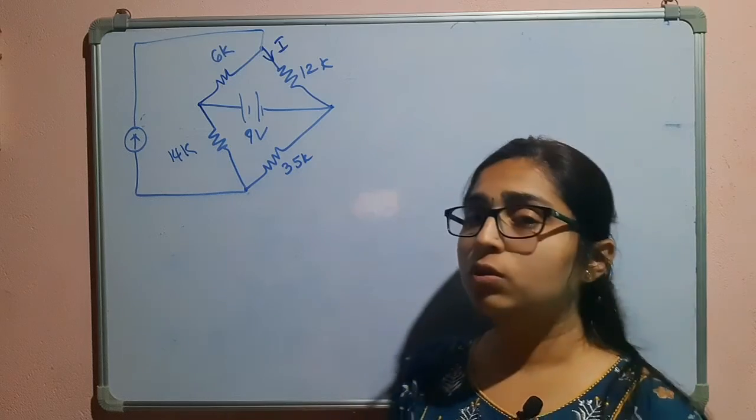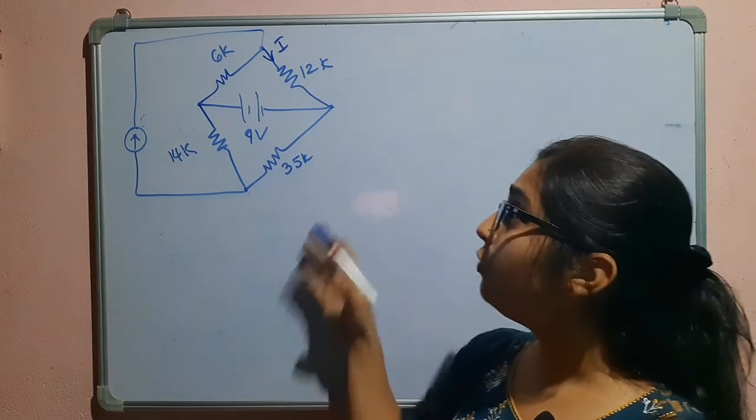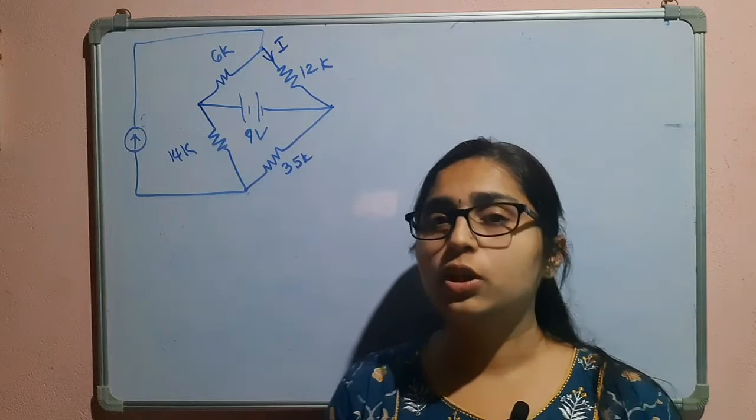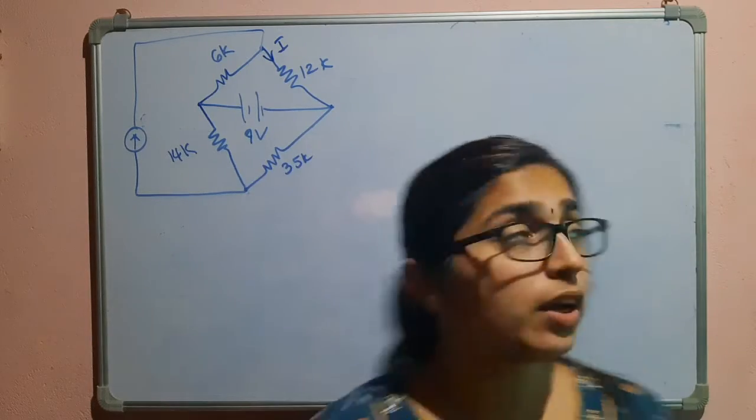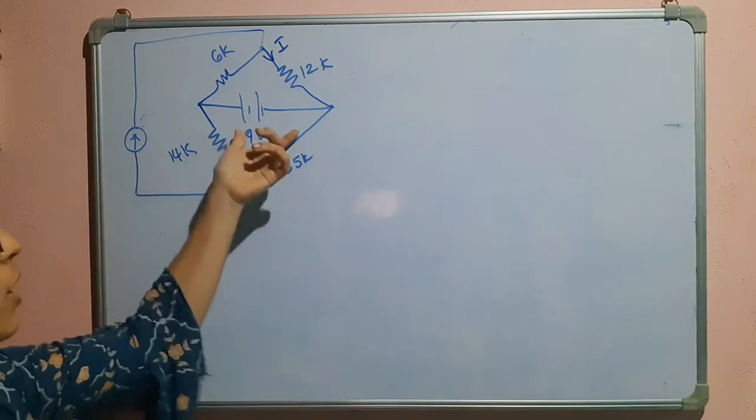In this video, I will explain example 9.4. Here we have to find out the current that is flowing through the 12K ohm resistor. So here we are given one current source and one voltage source.